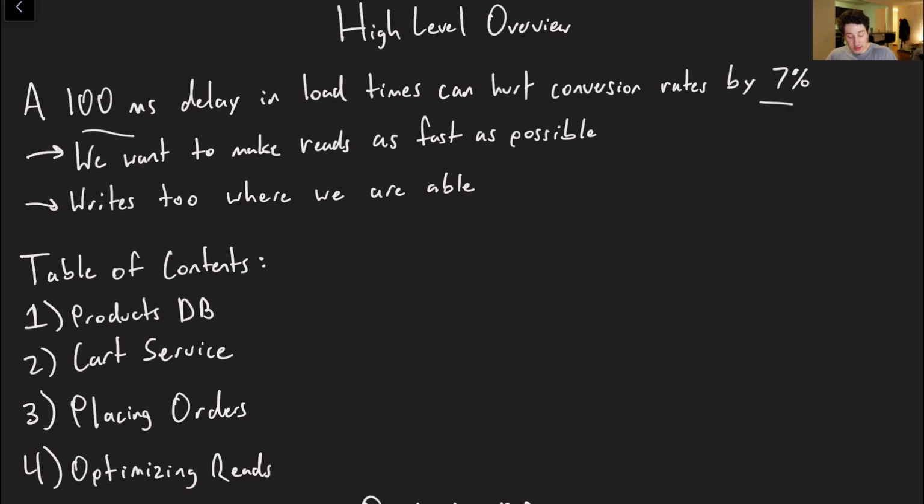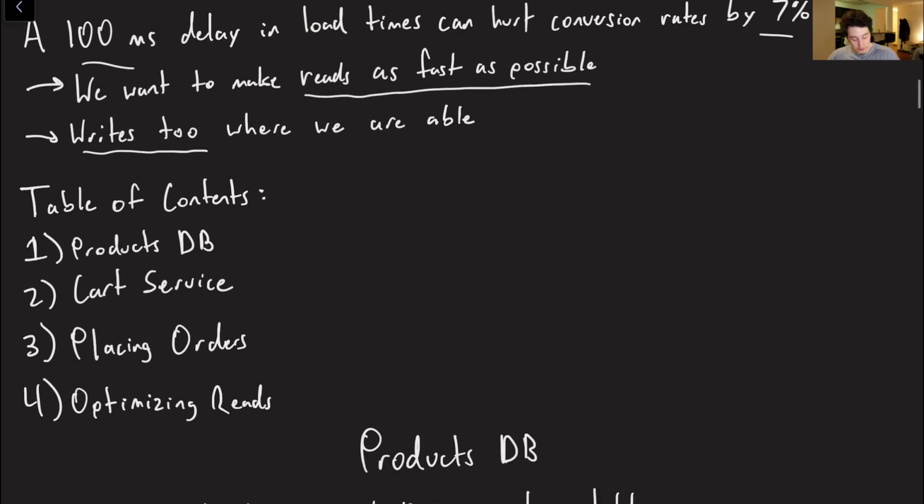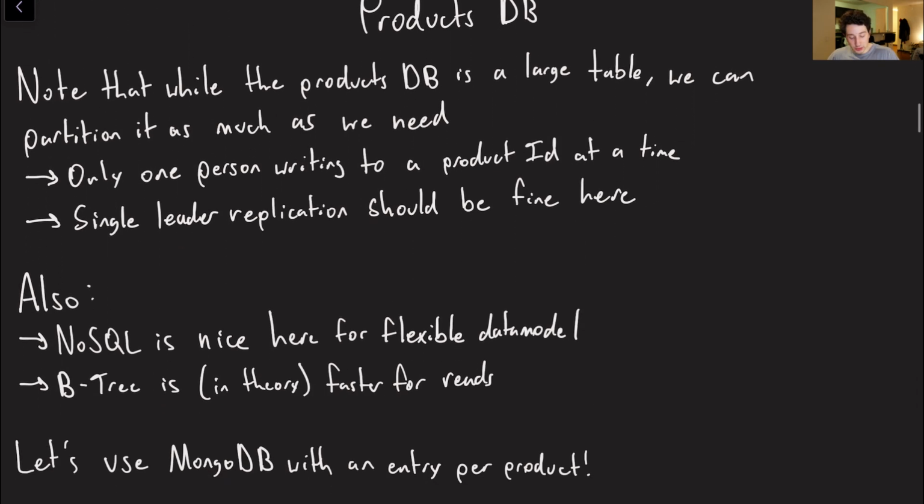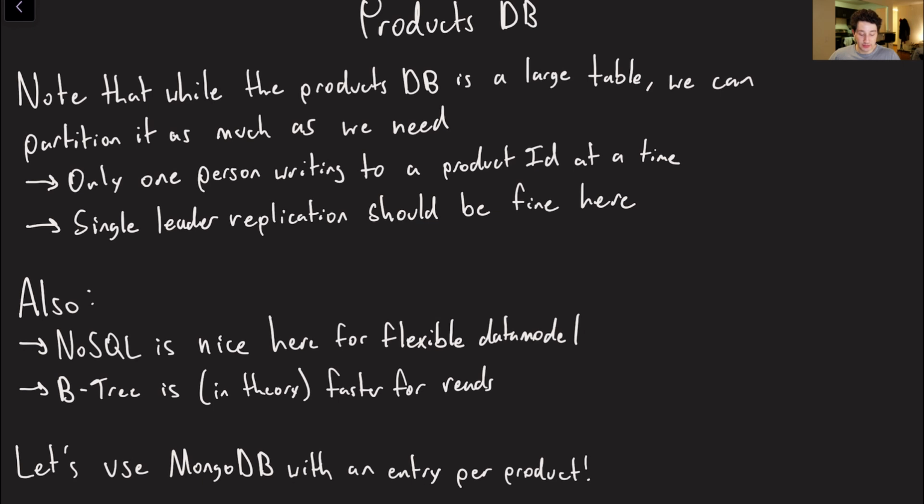And so as a result, we want to make reads as fast as possible wherever we can, especially when loading potential products, actually clicking into a product to see the view of it, and then checking out as well, because we want to make writes fast as well. Cool. So if I had to make a table of contents here, for the one thing I'm going to cover really quickly is our products database, then our cart service, then dealing with placing orders, and then finally just optimizing reads in general. Cool. So the first thing that we're going to talk about is our products database.